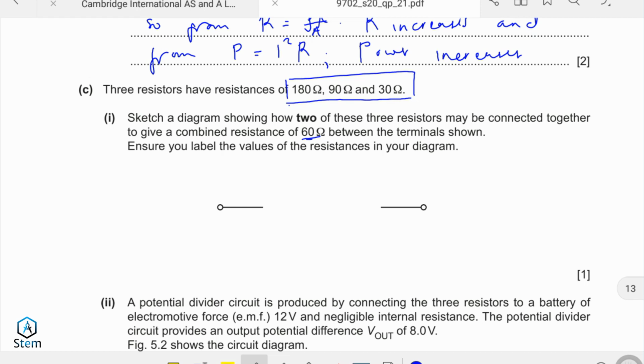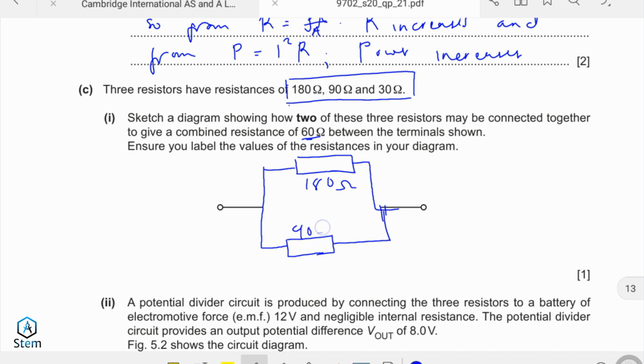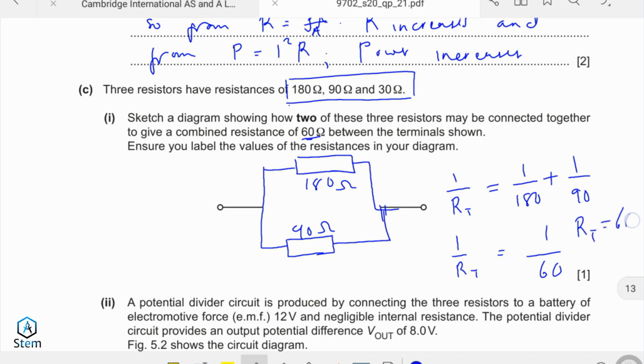And after a couple of trial and errors, the parallel connection that works is the 180 ohm and 90 ohm. Let's just confirm that very quickly. 1 over total resistance is equal to 1 over 180 plus 1 over 90. 1 over R T would be equal to 1 over 60. And if we invert, we will get our RT being equal to 60 ohm. There is a quicker way, but I think it's good to just go with the fundamental way, the basic way.